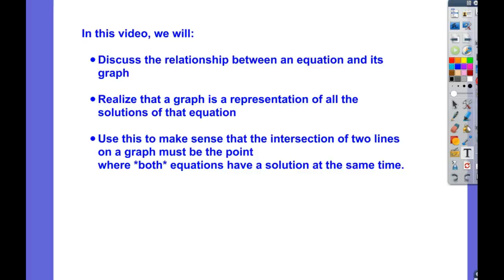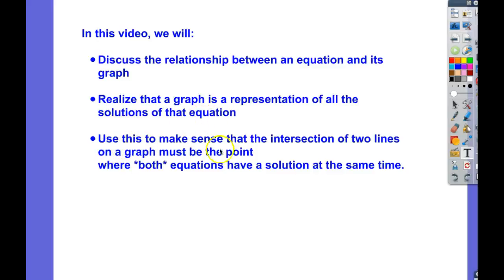Hi guys, in this video we will be discussing the relationship between an equation and its graph. How do I relate an equation to its graph? We will realize that a graph is actually a representation of all the solutions of that equation. Solutions make the equation true.